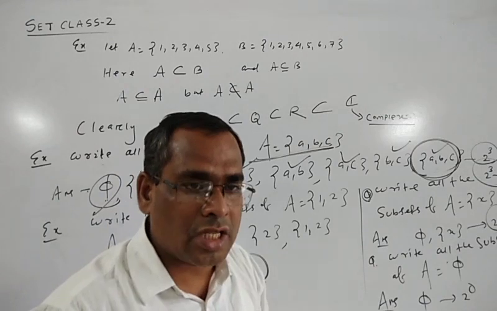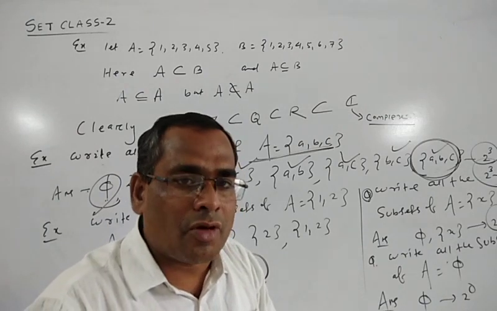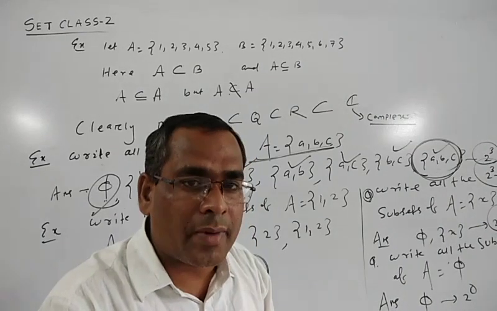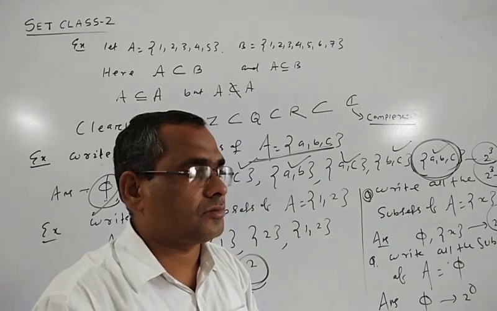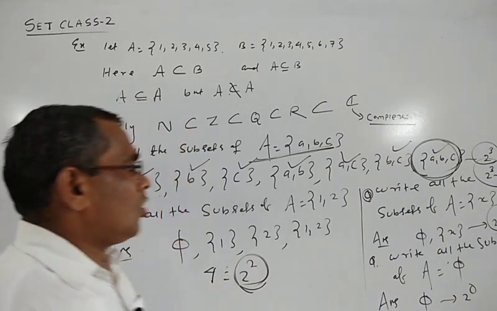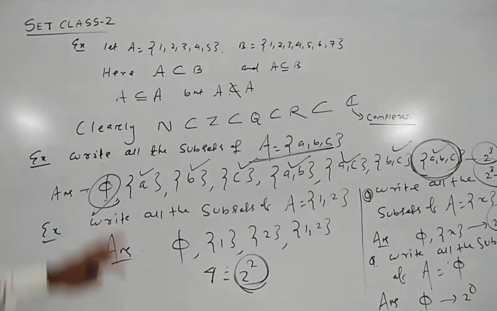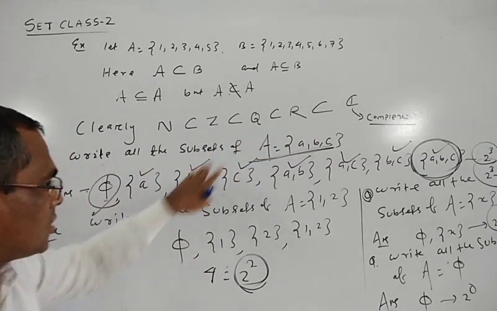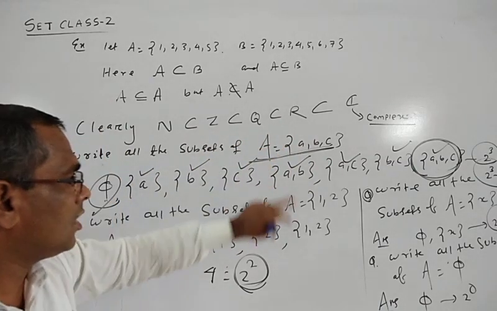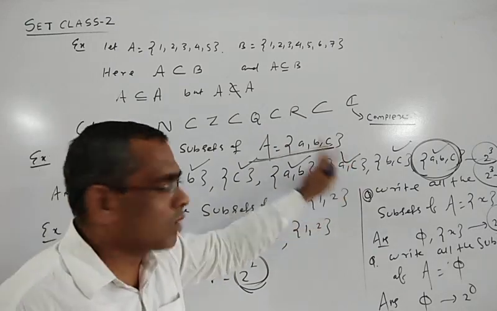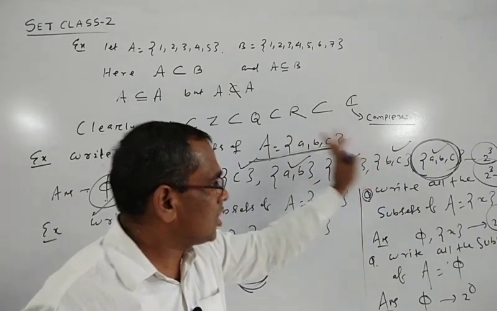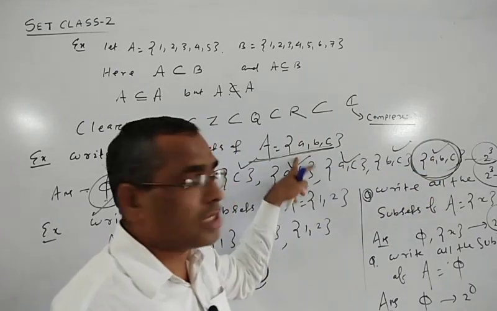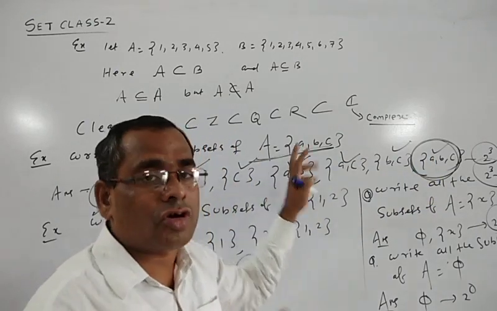If we ask what will be the number of non-empty subsets, the number of non-empty subsets is 2 to the power n minus 1. Okay. So how many proper subsets are there? Phi is a proper subset of set A. This one is a proper subset, this one is a proper subset of A, and these are also proper subsets. But the set ABC itself is not a proper subset, because every set is not a proper subset of itself.